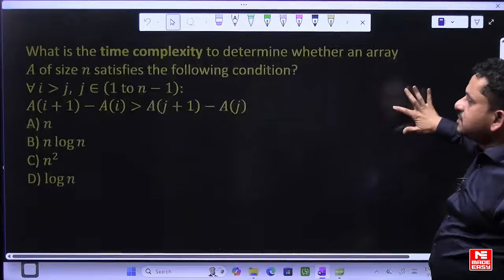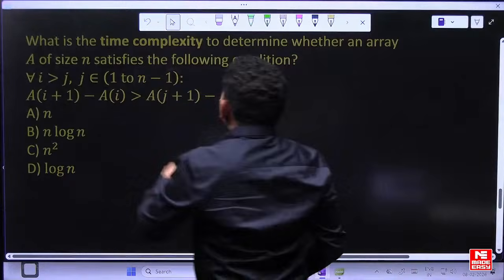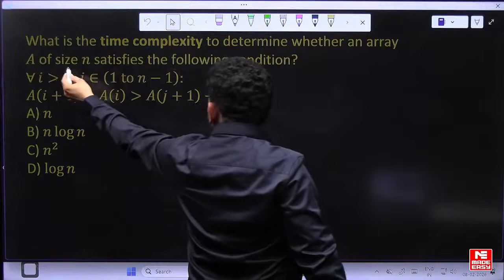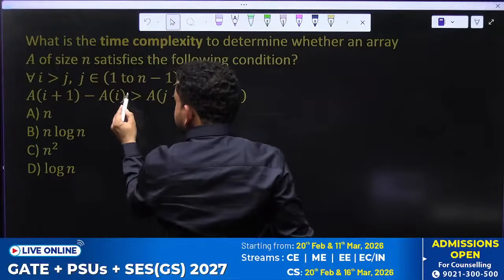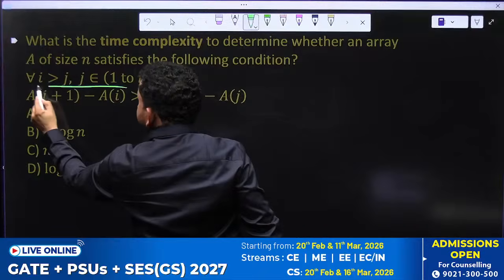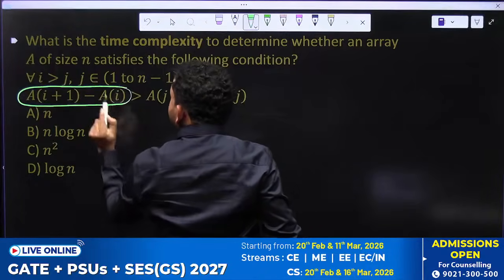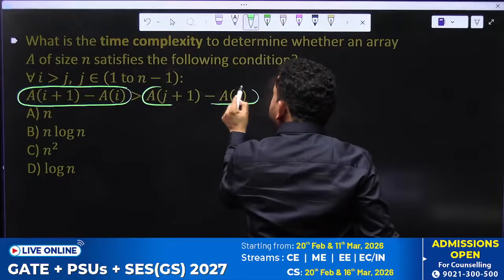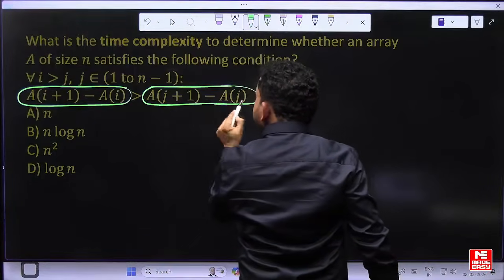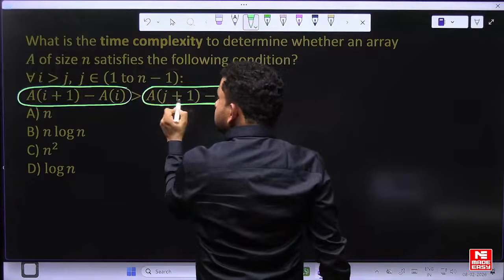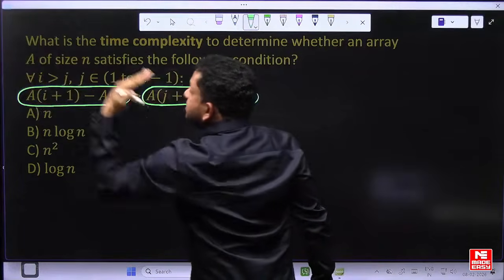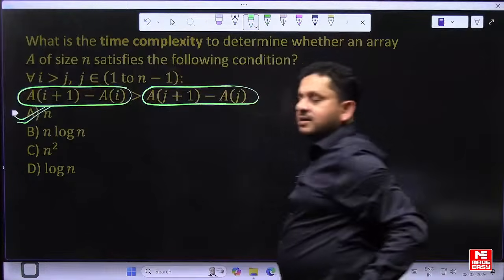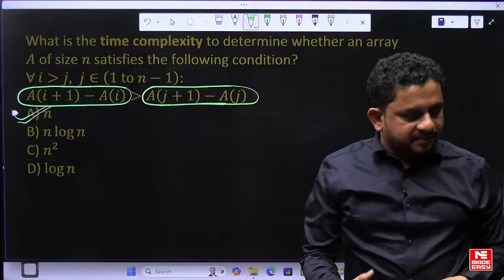Okay, so next one. What is the time complexity to determine whether an array of size n satisfies the following condition? For all adjacency differences, a[i+1] minus a[i] should be smaller than the subsequent adjacency difference a[j+1] minus a[j], that is, each previous adjacency difference should be smaller than all subsequent adjacency differences. So this can be computed in order of n time, right?